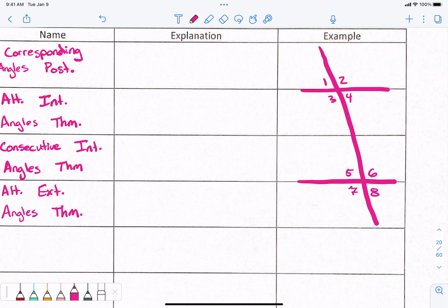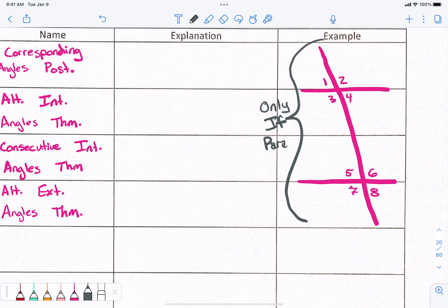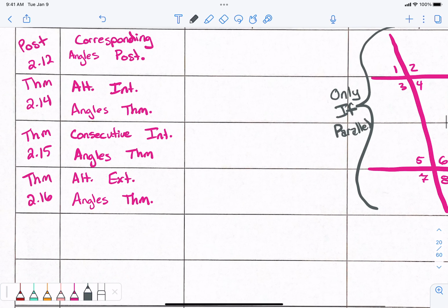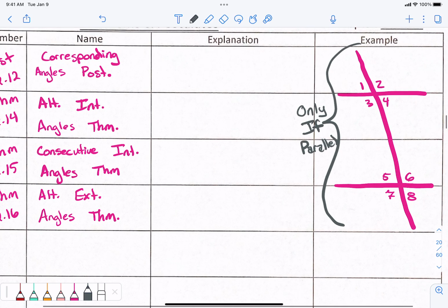Okay. All right. I'm going to preface this with these theorems and postulates are only if the lines are parallel. These four only work if the lines are parallel, if our Billy and our Carter are parallel to each other. So if these two lines are not parallel, this does not apply. Okay?